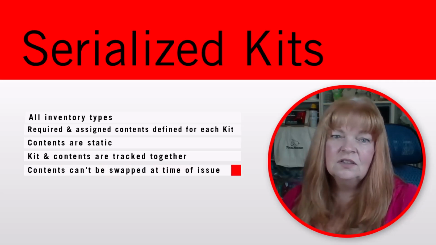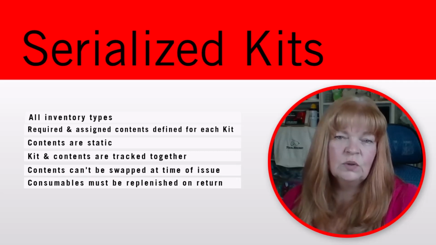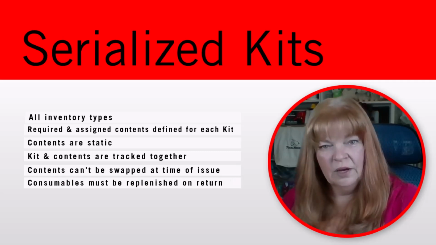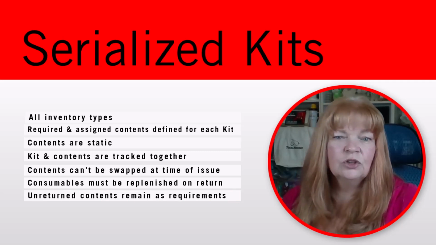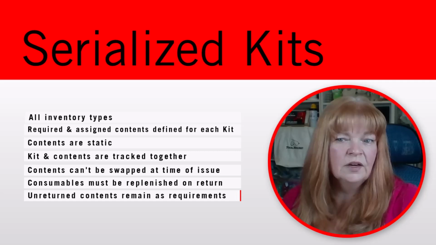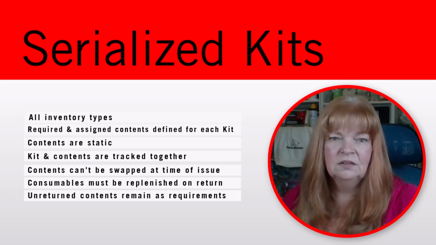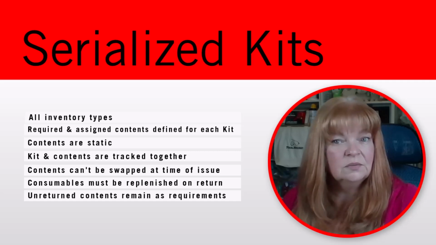If a kit contains consumables, they're replenished when the kit is returned so that it's ready for the next time to go out. Any item IDs not returned with the kit are listed as required but disconnected from the kit. An example of a serialized kit would be a laser level kit.